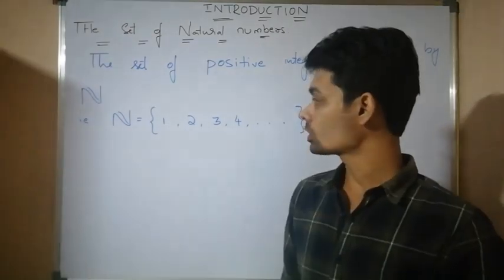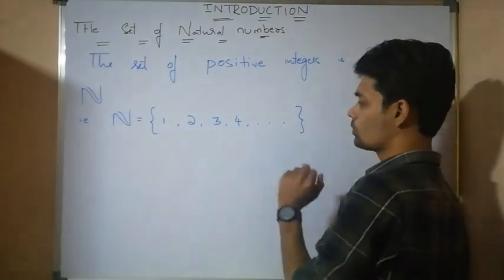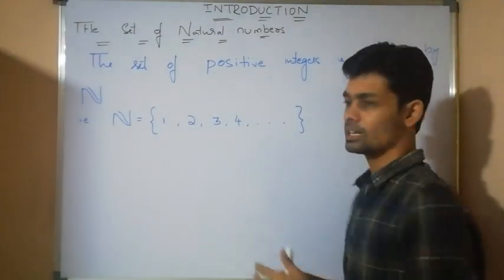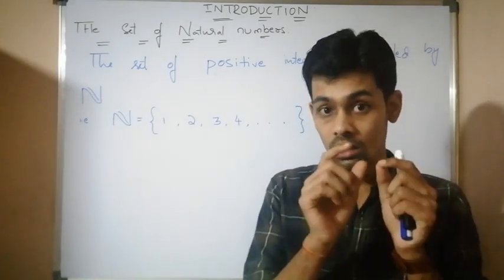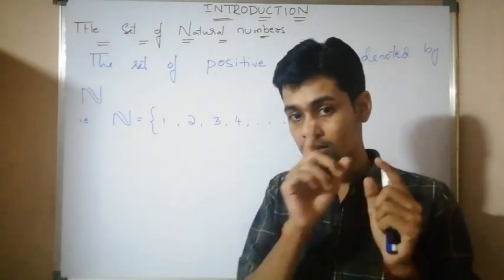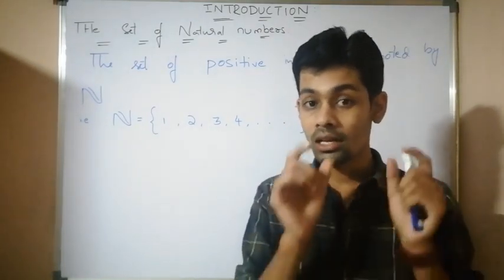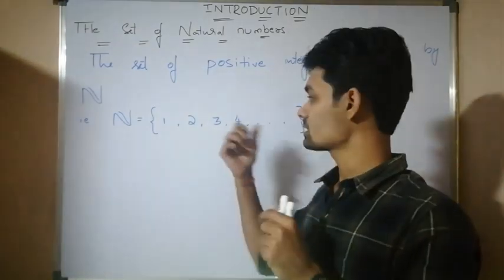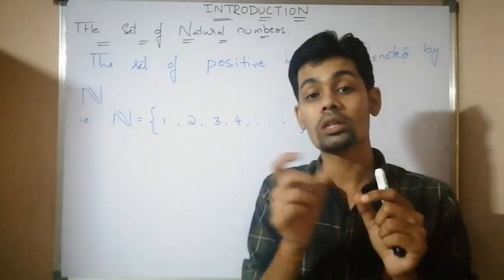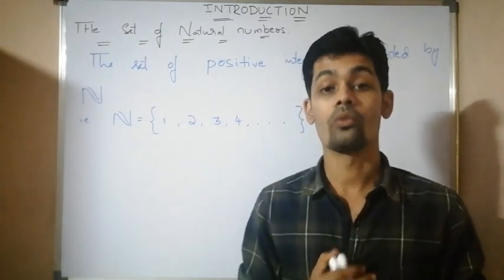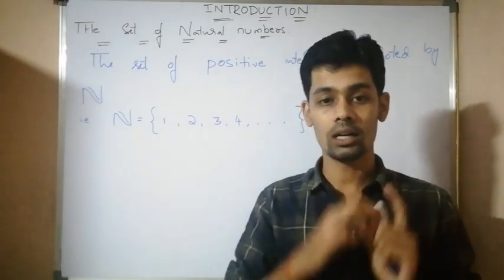Now, the fourth property. If I take two numbers, let us take n and m, and both have the same successor, meaning n plus 1 is the successor of n, and m plus 1 is the successor of m. n and m are two numbers in the set N of all natural numbers, and both have the same successor. This is possible only if n and m are the same.